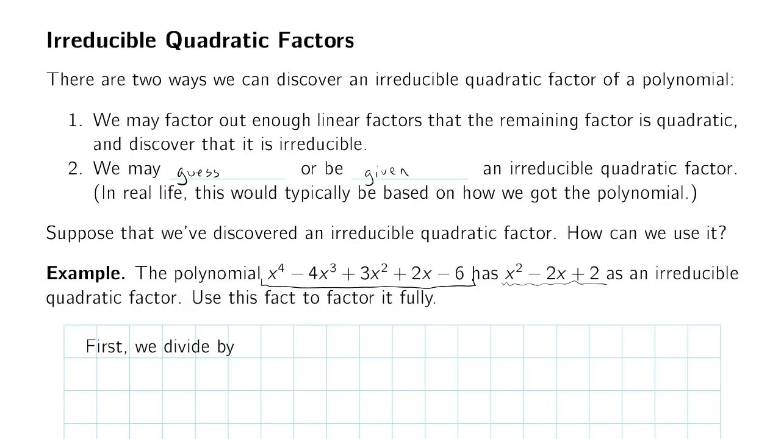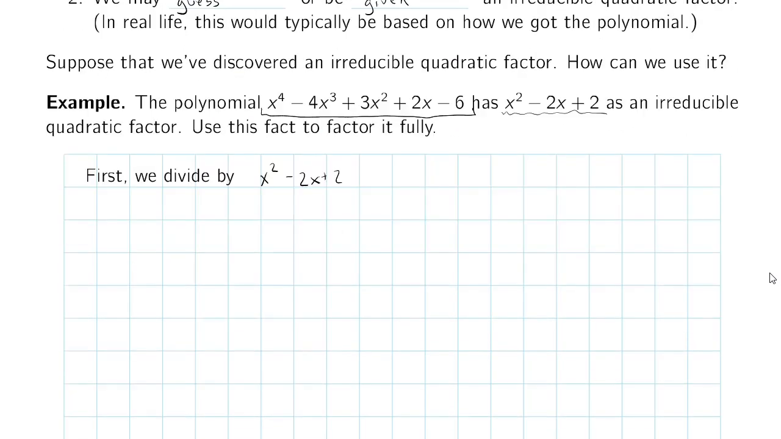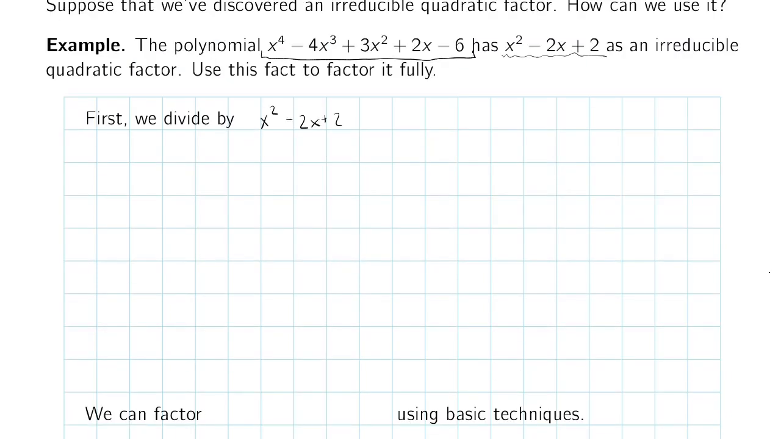To do that, first we'll divide by that x squared minus 2x plus 2. Now, unfortunately, this is not a linear factor, so we cannot use synthetic division. We need to write out the whole polynomial long division. We're going to take x squared minus 2x plus 2 into x to the fourth minus 4x to the third plus 3x squared plus 2x minus 6. I'm spacing out my terms to give myself room to write.